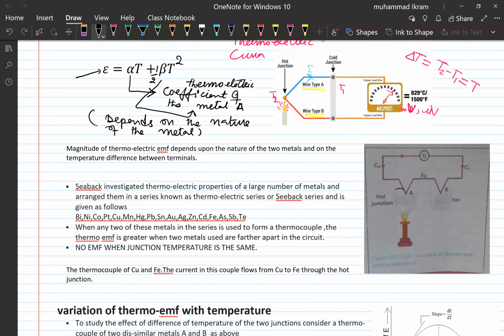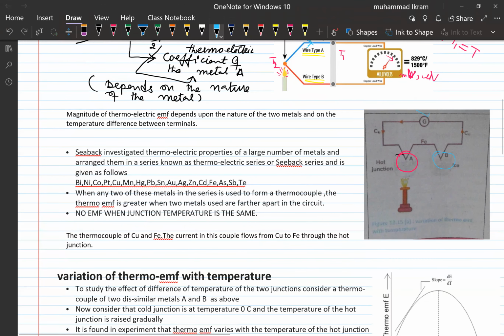You see the hot junction here, and here you see the cool junction, which is kept in ice. As you see here, this is the iron and the copper, dissimilar metals joined together. The actual current direction is from the cooler junction towards the hotter junction. Now you see there is a galvanometer connected in the circuit, and the galvanometer will indicate any EMF changes within the circuit, right?